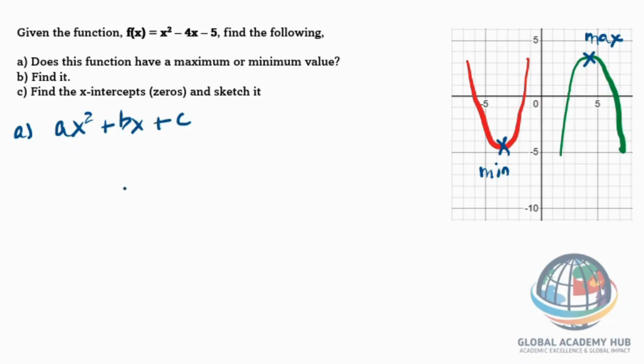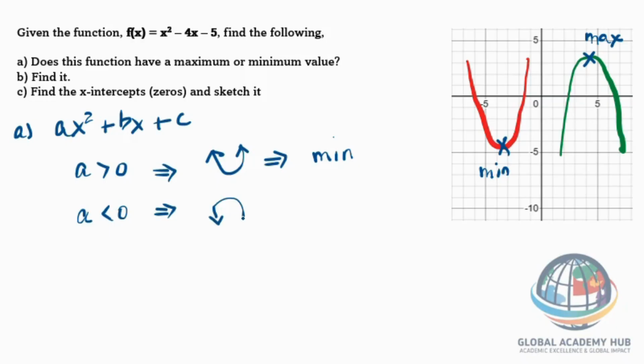And at that point, we're going to do a simple comparison. We're going to say if a is greater than 0, that means if a is positive, something is going to happen. And if a is less than 0, which means a is negative, something is going to happen. So if a is positive, this thing will open upwards, like the red one, and if it opens upwards, it means it will have a minimum. And if a is negative, it's going to open downwards, like the green one, and if it does, it's going to have a maximum.